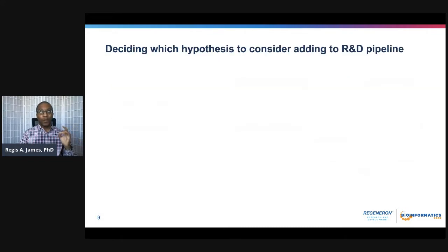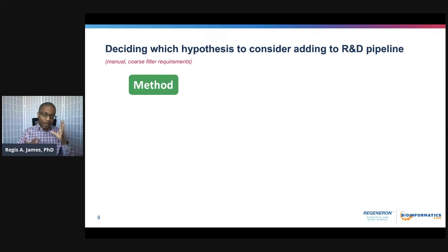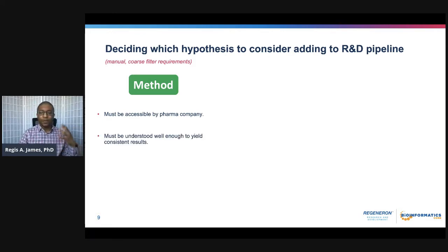So then the question becomes, well, then how do we decide which hypotheses to consider adding to the R&D pipeline? So we can have a coarse filter that we apply to the method, the mechanism, and the disease concepts. So first of all, for example, the method needs to be accessible by the pharmaceutical company in the first place. If you can't even use the method for patent reasons or whatever, then you can't even do anything about it.